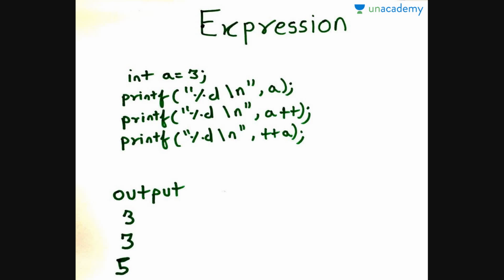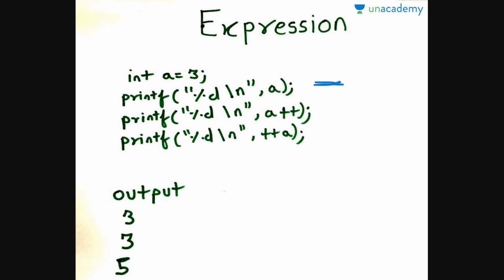Suppose we declare a variable a of data type int as 3. Then we have a printf statement with %d, that's the access specifier, and \n, meaning it goes to the next line and prints the output as a. Then we have printf %d \n a plus plus. Now that is the post increment, and we have plus plus a, that is the pre increment.